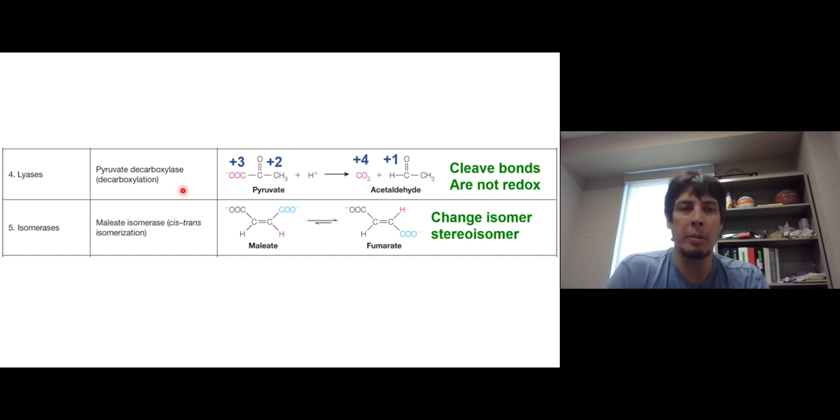So this is one example of an isomerase where there's a conversion between cis-trans isomers, but other isomerizations can also be done, for instance, stereoisomers or other configurational isomers.